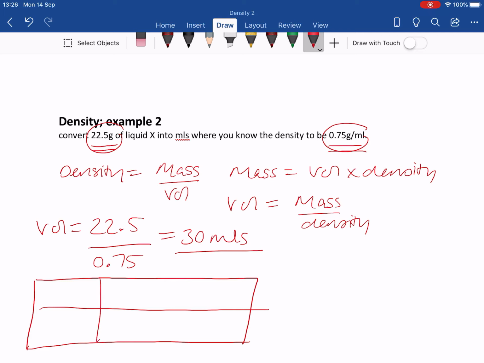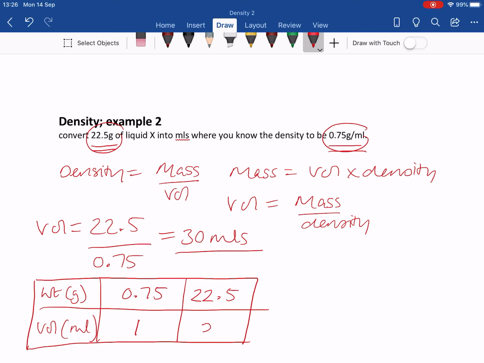So again, we draw our table and we have weight in grams and volume in mils. I tend to write the units when I'm writing my answers out, just because it helps me to keep track of what units I'm supposed to be working in and hopefully minimises the chance of an error of forgetting to convert into the correct units. So we know that the density is 0.75 grams in 1 mil, and we know that the weight of our final product is 22.5 grams.